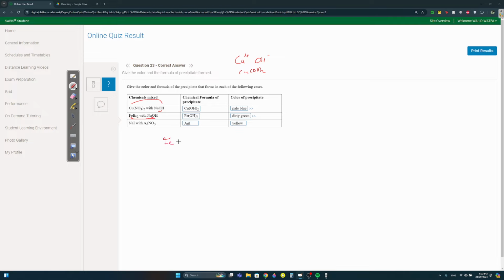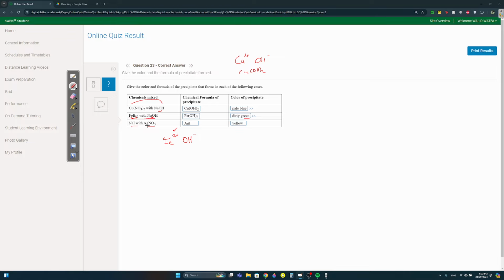with OH you always get a precipitate. You have to crisscross to see the formula. You have minus and you have 2 plus, because the subscript is 2. Okay, if you crisscross, you're gonna get Fe(OH)2. And you know, Fe2+ gets you a green precipitate when you mix Fe with NaOH.